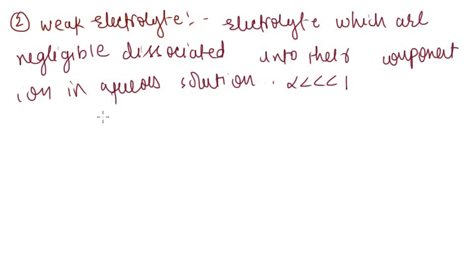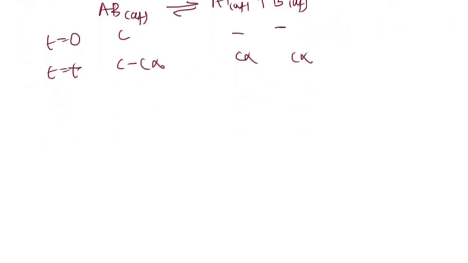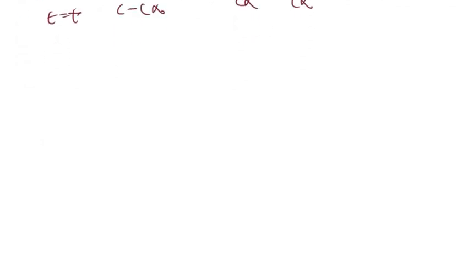Right? Like AB in aqueous solution. It first dissociates into A plus aqueous and B minus aqueous. Now further, both A plus and B minus can form AB again. So at t equals 0, its initial concentration was C, and 0, 0. When equilibrium is established, its concentration becomes C minus C alpha, C alpha, and C alpha. Alpha indicates the degree of dissociation.